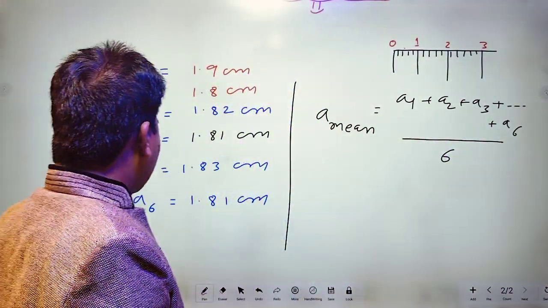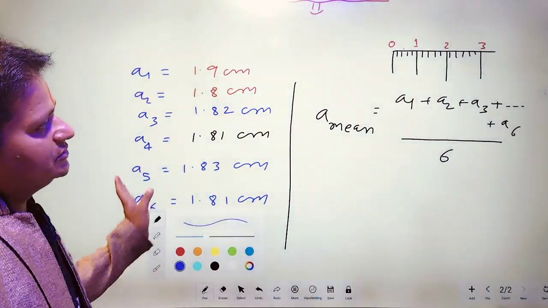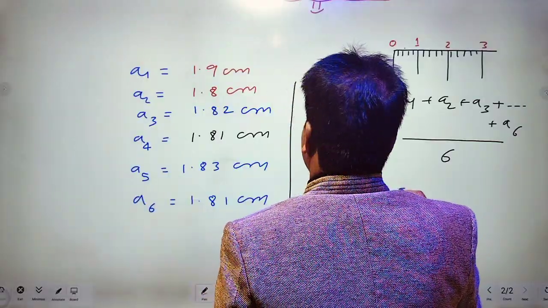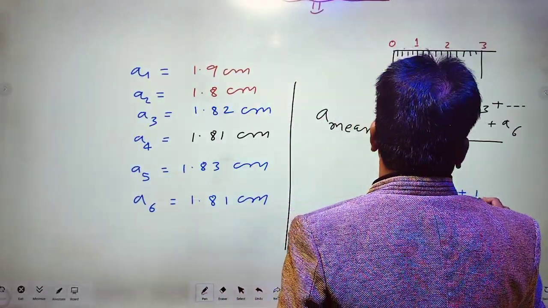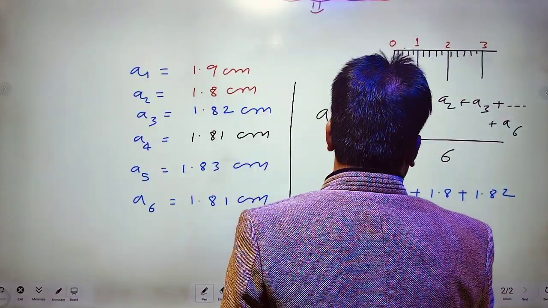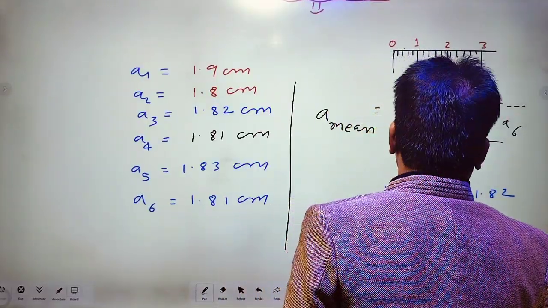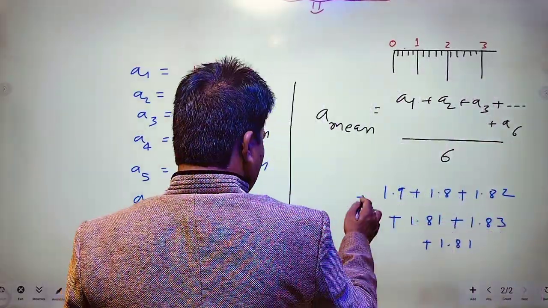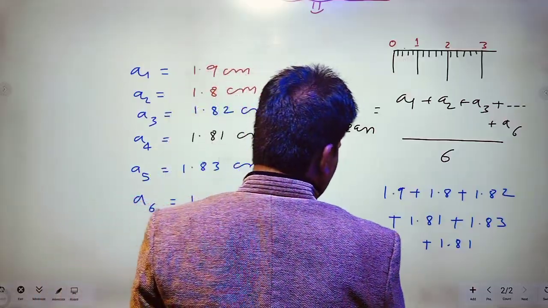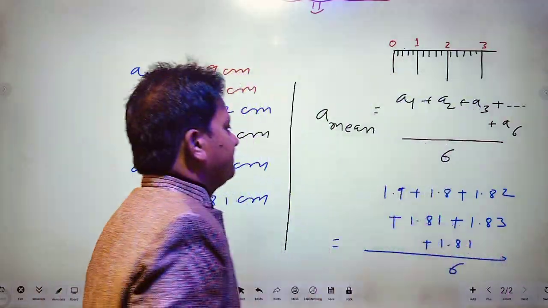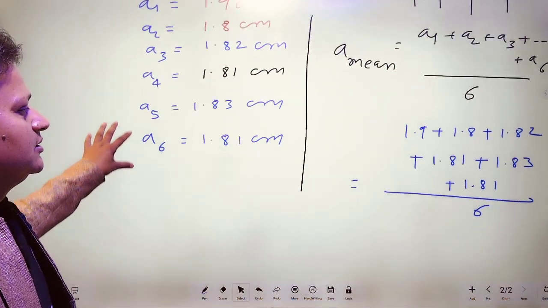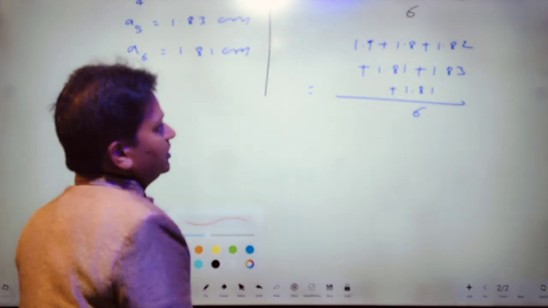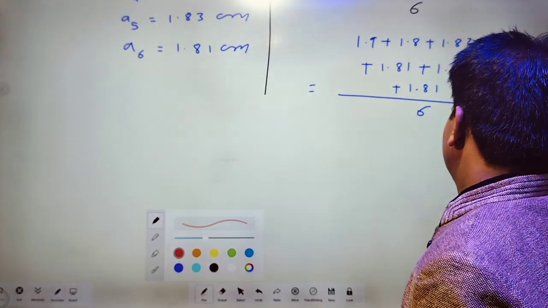Okay. Now I am going to put these values in this equation: 1.9 plus 1.8 plus 1.82 plus 1.81 plus 1.83 plus 1.81, upon 6. Okay. This gives the mean value.